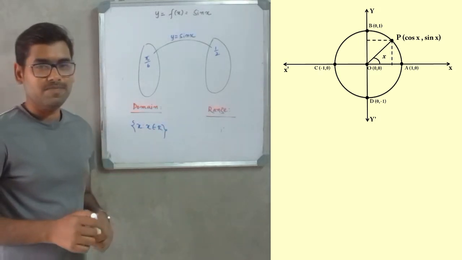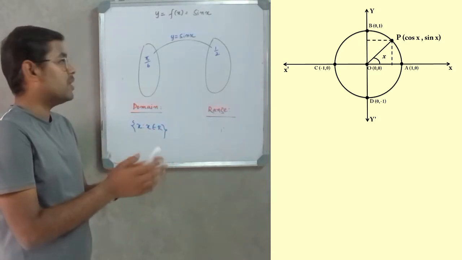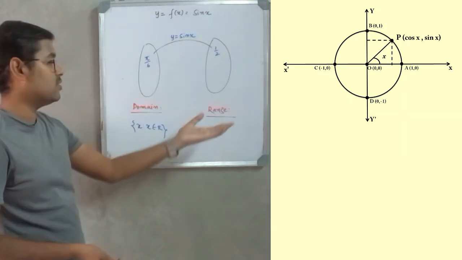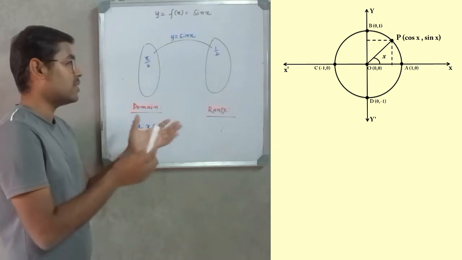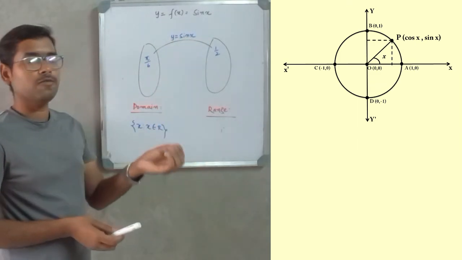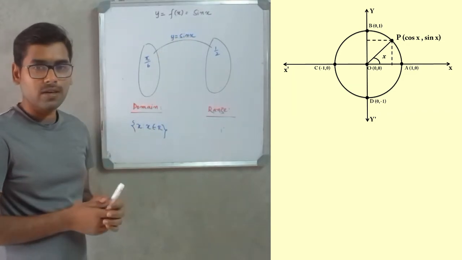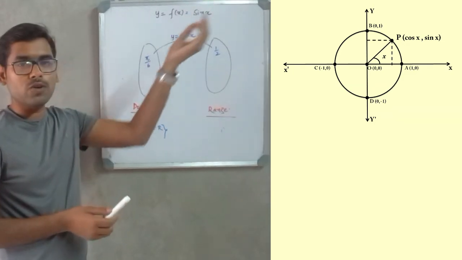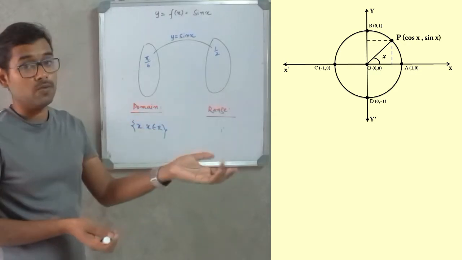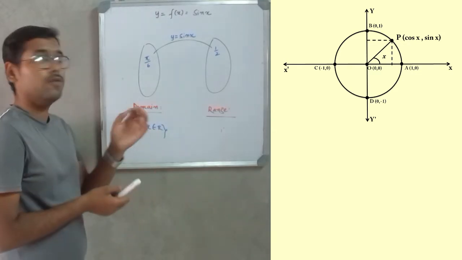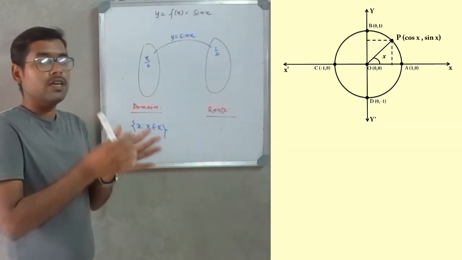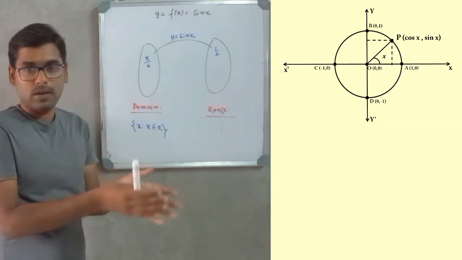What about range? Range is the set of all the values that sin x takes. If you observe this diagram, the value of sin x varies from 0 to 1 in the first quadrant, and it again varies from 1 to 0 in the second quadrant. In the third quadrant, it varies from 0 to -1, and in the fourth quadrant, it varies from -1 to 0. So basically, sin x takes the values between -1 to 1.